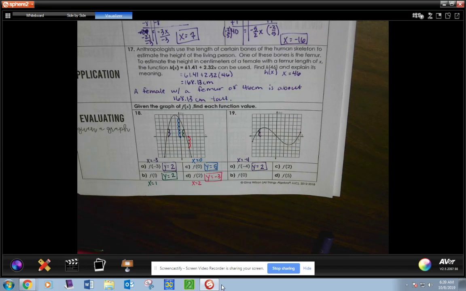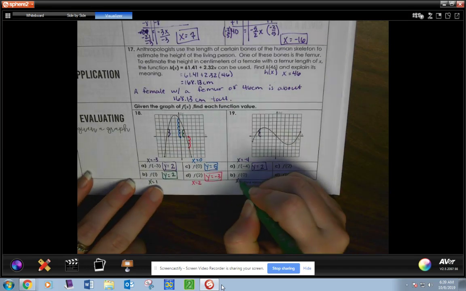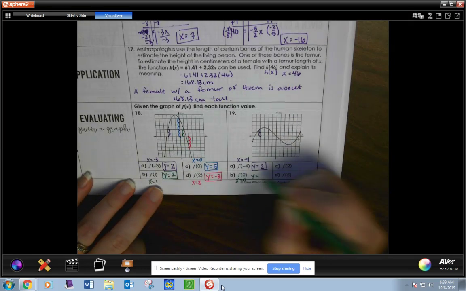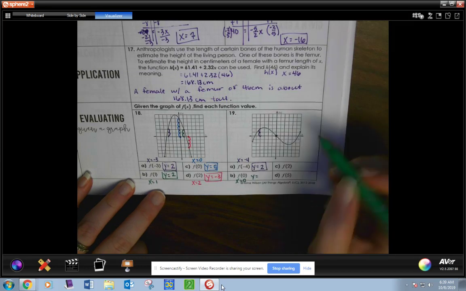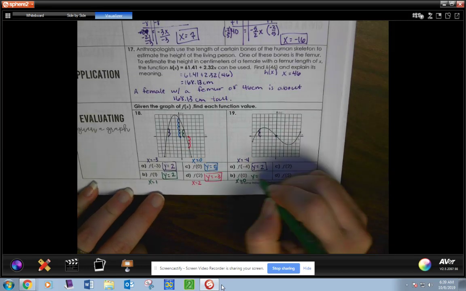Okay, for B, f of 0, they're telling me x equals 0. So what's y when x is 0? So if I go to 0, I am actually on the line and I don't need to move. So y is 0.